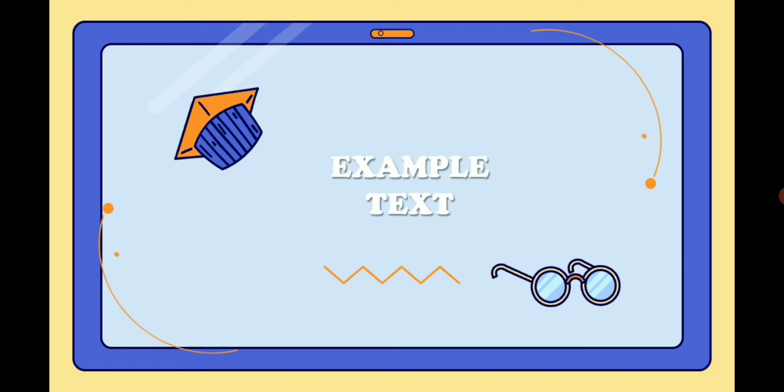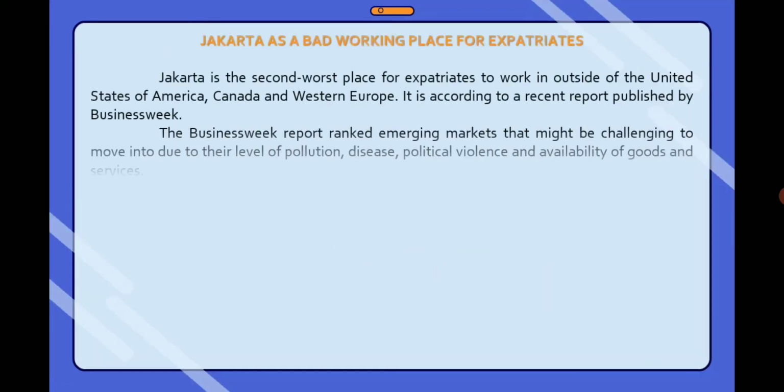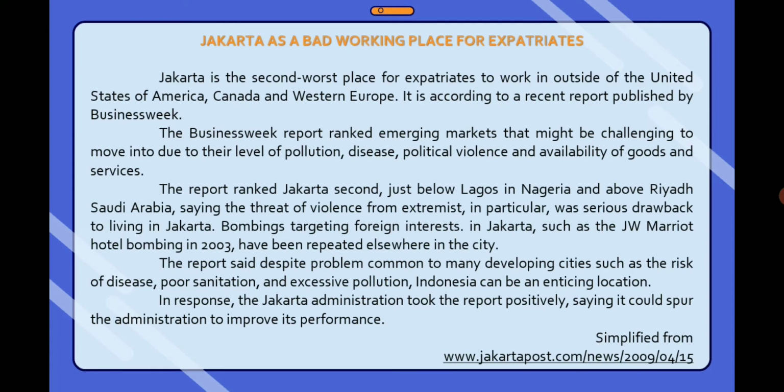And next is the example text of analytical exposition. Jakarta is a working place for expatriates. Jakarta is the second worst place for expatriates to work in outside of the United States of America, Canada, and Western Europe. It is according to a recent report published by Business Week. The Business Week report ranked emerging markets that might be challenging to move into by their level of pollution, disease, political violence, and availability of goods and services.